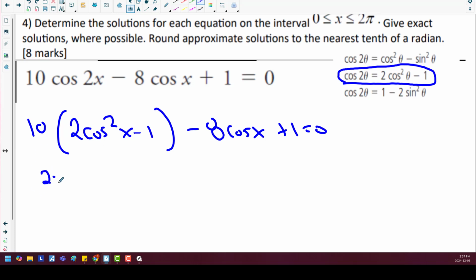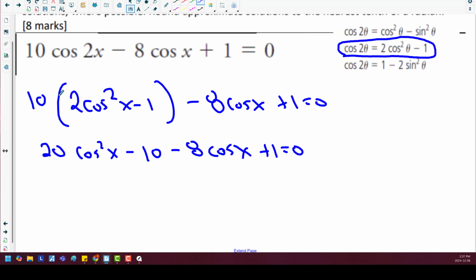We're just going to multiply this out. 20 cos squared x minus 10. Oh, did I make a mistake there? Oh, I did make a mistake. That's okay. I'll just fix it now. Okay. So here we have 20 because 2 times 10 is 20. And then we have minus 10 because 10 times minus 1 is negative 10. So let's collect like terms. We have 20 cos squared x minus 8 cos x minus 9 is equal to 0.